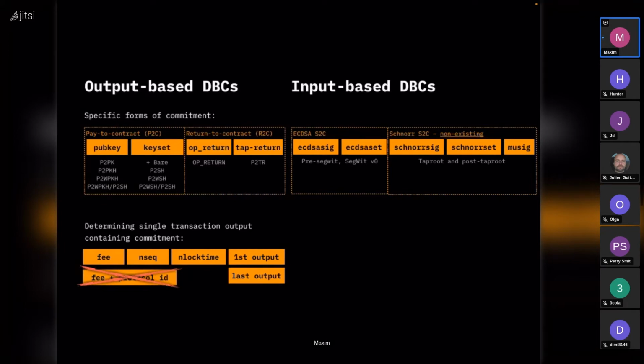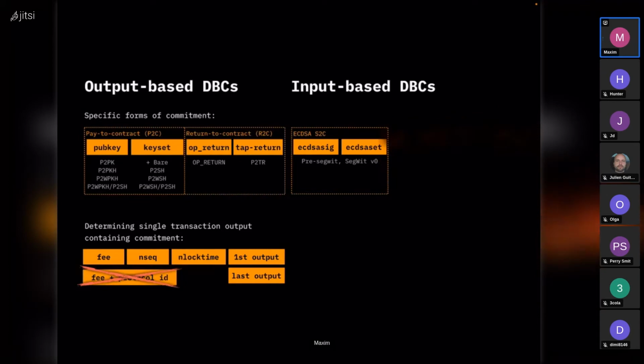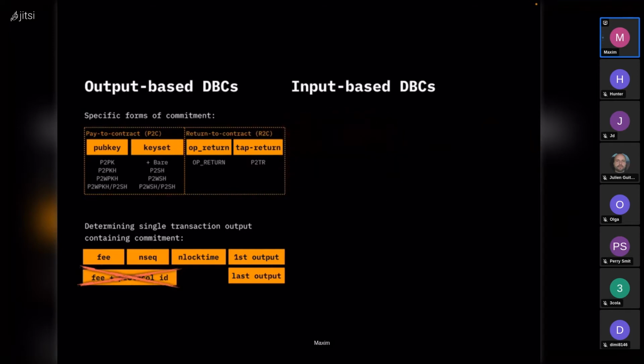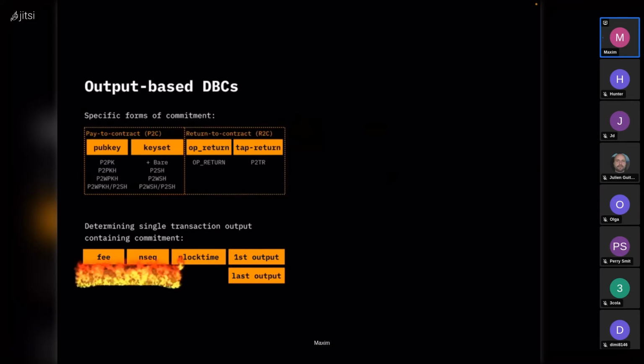Also, I will remove these hypothetical protocols which are not really usable in practice, as well as Schnorr Taproot-based sign-to-contract protocols, which are non-existent and really hard to design properly, as well as the rest of the sign-to-contract protocols as we described previously, because even those ECDSA-based sign-to-contract protocols require months of development in the upstream libraries. So we end up with just output-based deterministic Bitcoin commitments.